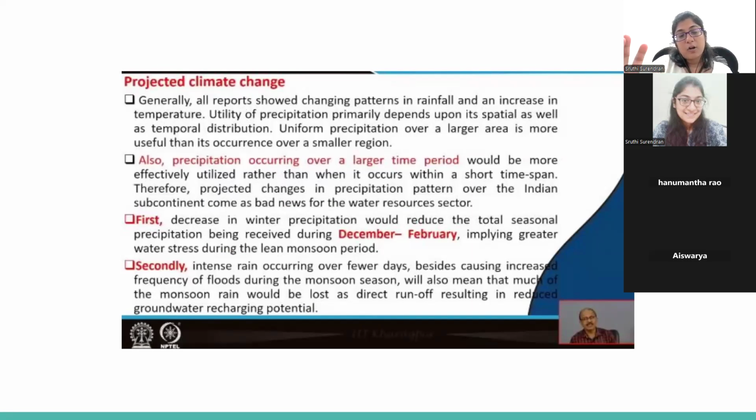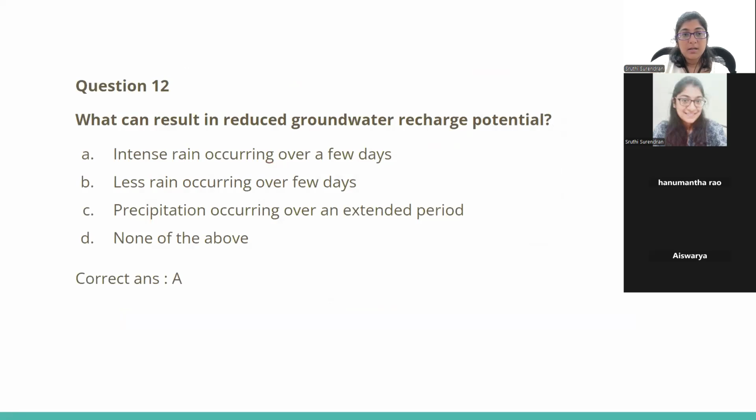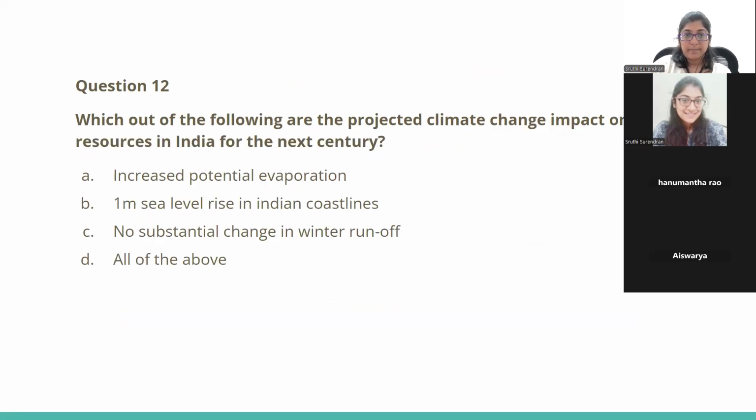So extreme rainfall, or very high intensity rainfall. High intensity is nothing but when, say, 10 mm of rainfall occurs in 1 hour or one day, or 10 centimeters of rainfall. When the rate, mm per duration, increases, then we say it is high intensity. When the depth of rainfall occurring over a duration is less, then we say it is low intensity. So intense rain occurring over a few days is what is going to result in reduced groundwater recharge potential.